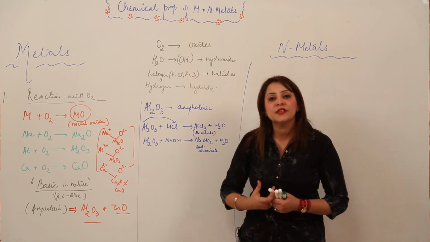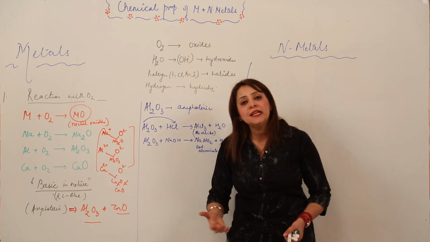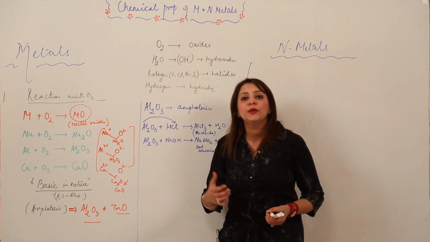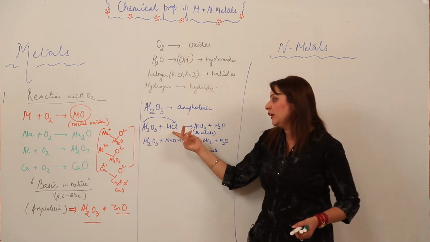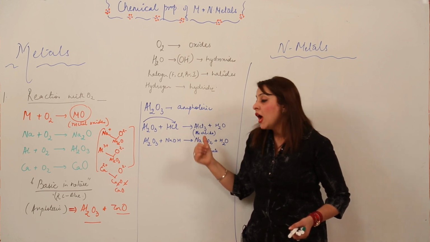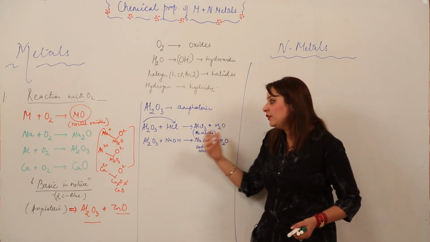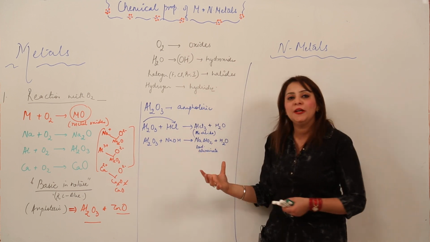And if you get a question to show that zinc oxide is amphoteric in nature, then in a similar manner you are going to react it with an acid as well as with a base. So when we react zinc oxide with an acid, what we'll get? We'll get zinc chloride, ZnCl2, and H2O. And when we react ZnO with sodium hydroxide, instead of sodium aluminate, what we'll get?